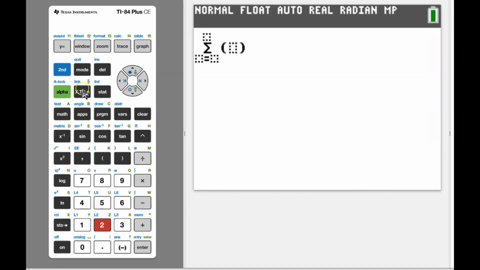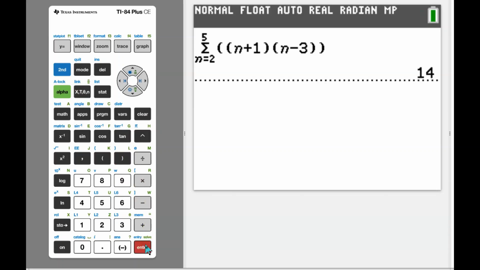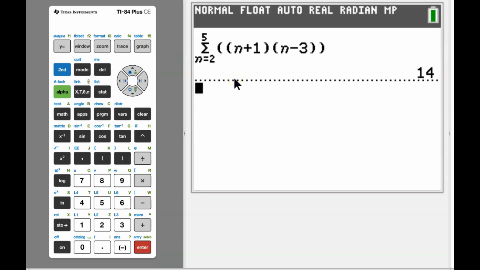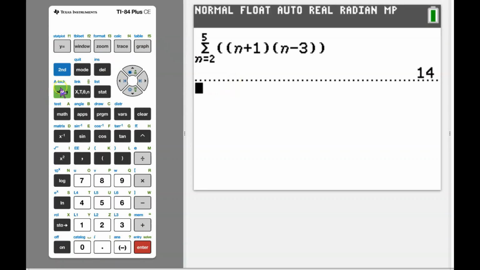Okay, so what you have to do is you have to put in your variable, you have to tell the calculator where to start and where to end, and then you have to put in the explicit formula. So we've got n plus 1, and then we've got, what was it, n minus 3. And hit enter, and voila, 14, and that's exactly what we had done by hand. So just be aware that you can write it out by hand, but we also want you to know how to use your calculator. So again, it's alpha window, and then number 2, or math and 0.